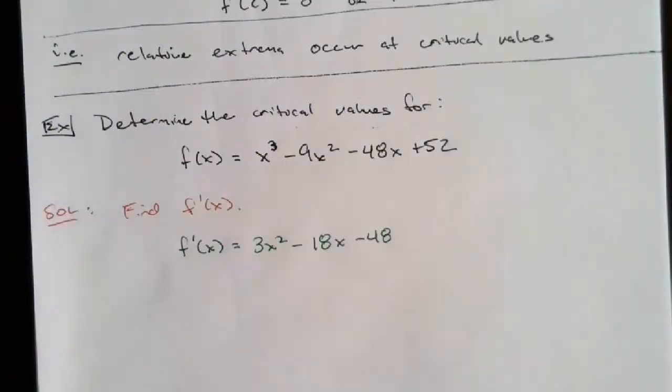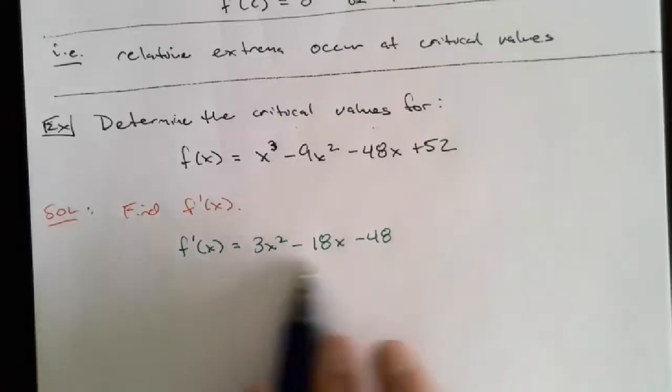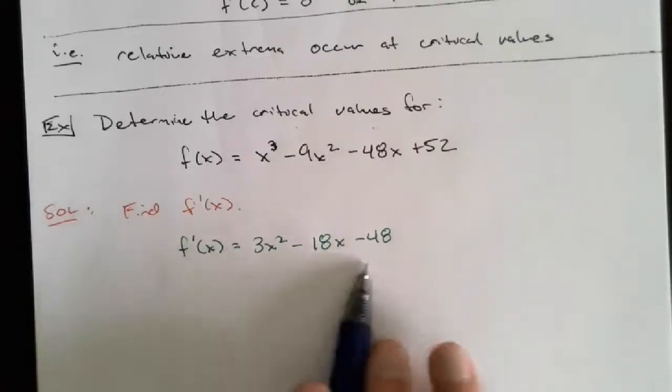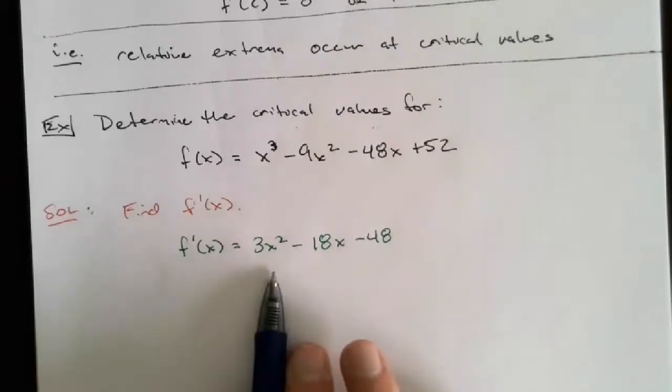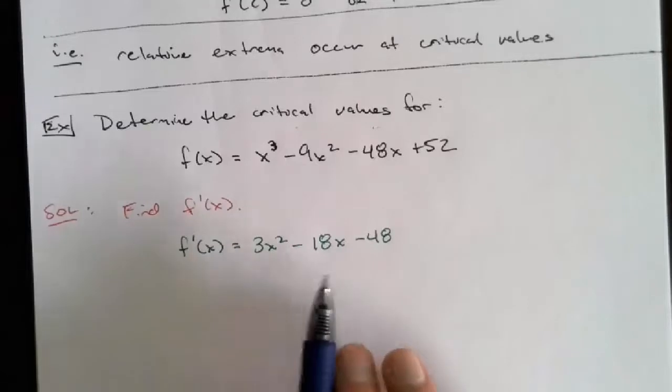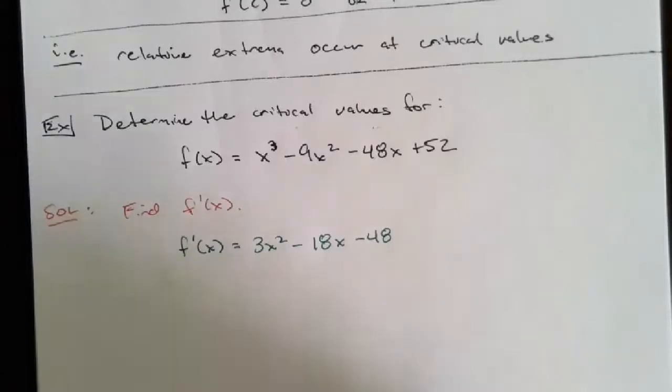So the next thing you want to do is make sure when you're trying to find critical values, there's two things you're looking for, right? You're looking for either where the first derivative equals 0 or where it's undefined. Well, when I look at this, there are no places where the first derivative doesn't exist, right? For this polynomial, it's defined at all x values. In other words, the domain of this is all real numbers. So we don't have to worry about the part where the first derivative doesn't exist.